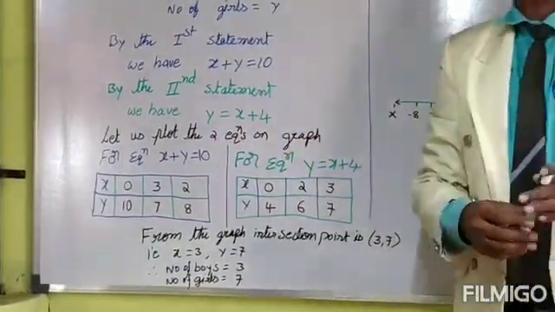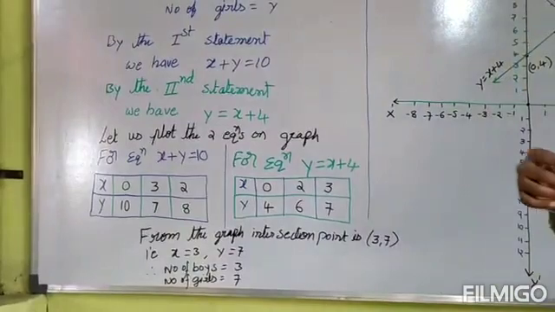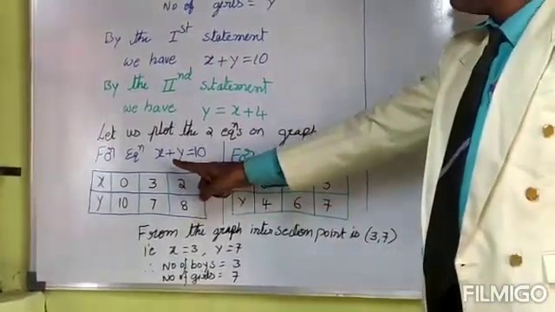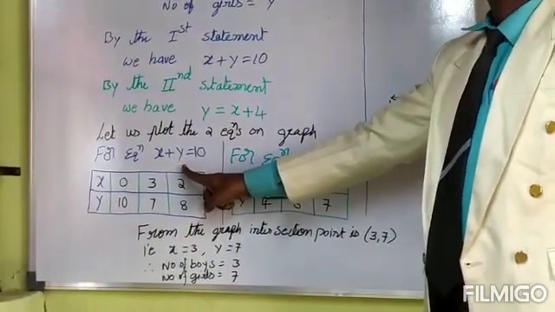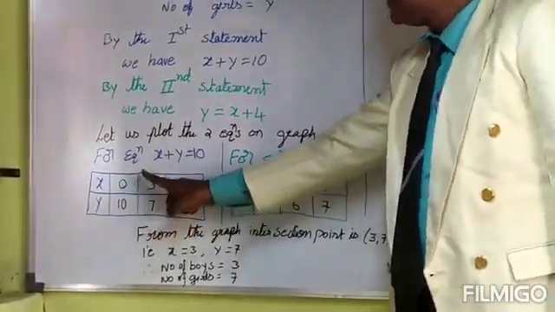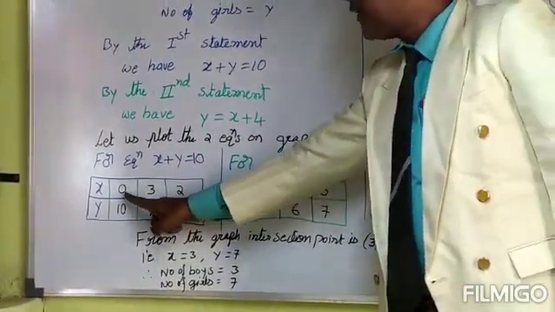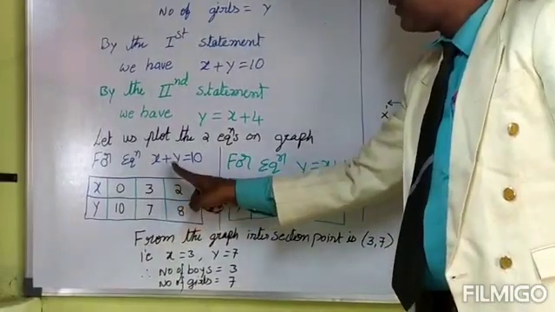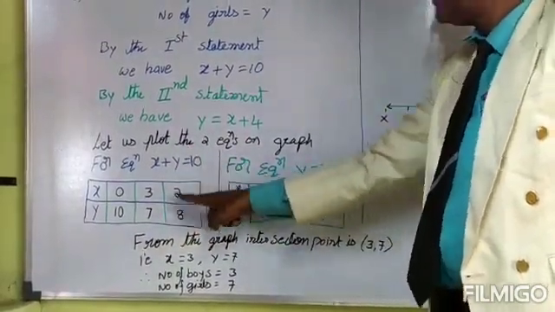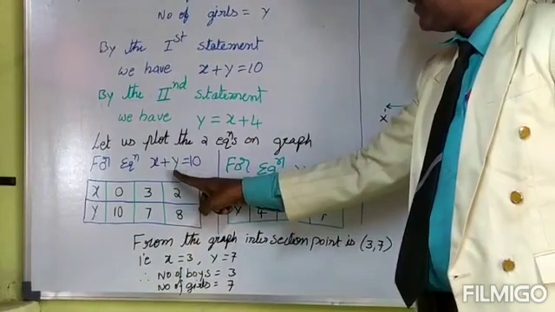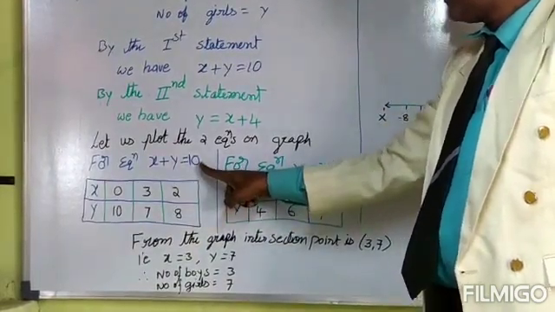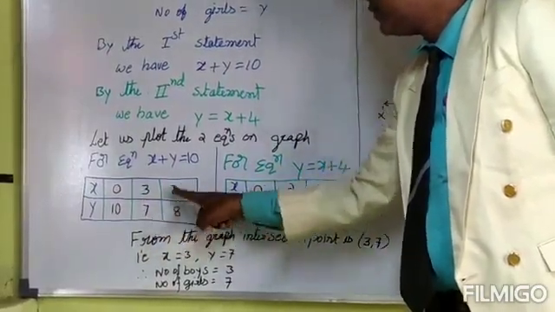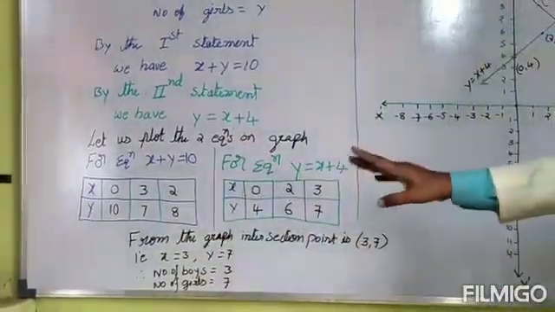For that we need to find the coordinates. As in question number 1 of 3.1, we will substitute values of x in the given equation and get the values of y. For example, if x equal to 0, then y equal to 10. If x equal to 3, then 10 minus 3 is 7. If x equal to 2, then 10 minus 2 is 8. So (0, 10), (3, 7), (2, 8) are the coordinates of the first equation.